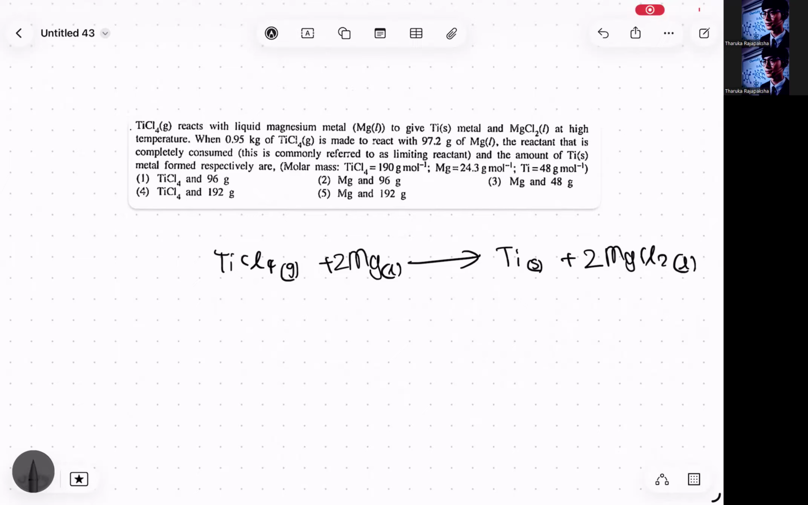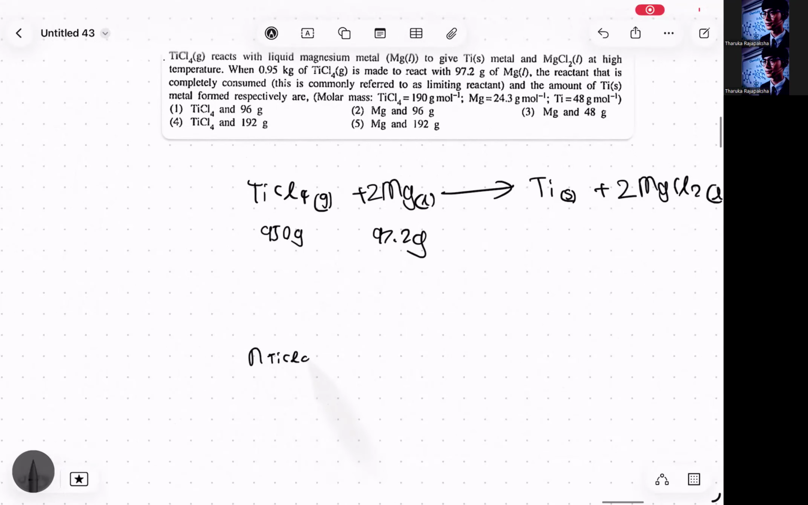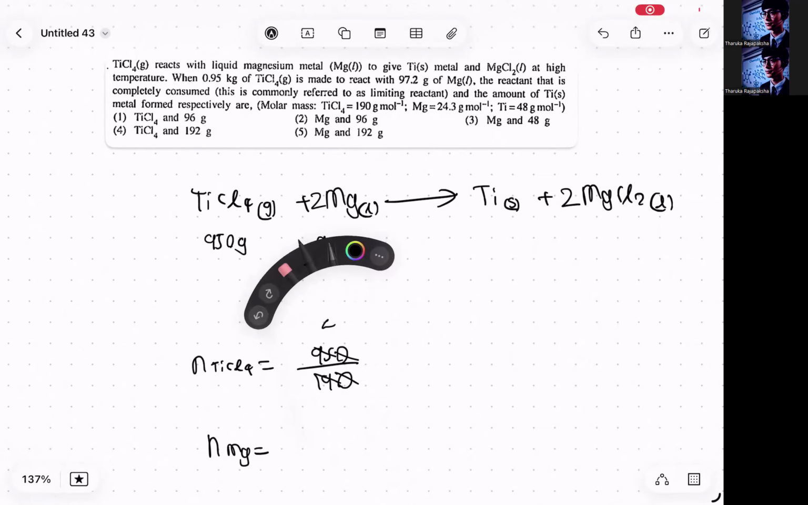Then 0.95 kilograms of titanium chloride, that means 950 grams of titanium chloride, is made to react with 97.2 grams of magnesium. The reactant that is completely consumed is known as the limiting reagent. So how are we going to calculate the limiting reagent? First of all, you need to calculate the number of moles of titanium chloride and number of moles of magnesium each. So number of moles of titanium chloride, 950 divided by 190, which would be around 4, right? Oh, no. How much is it? 5, right? 19 into 5.